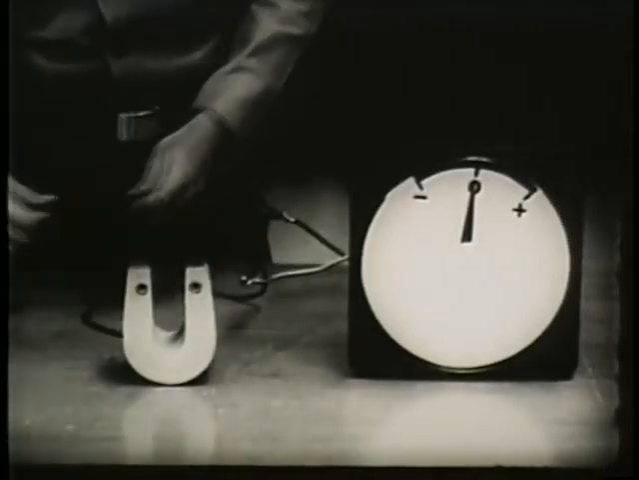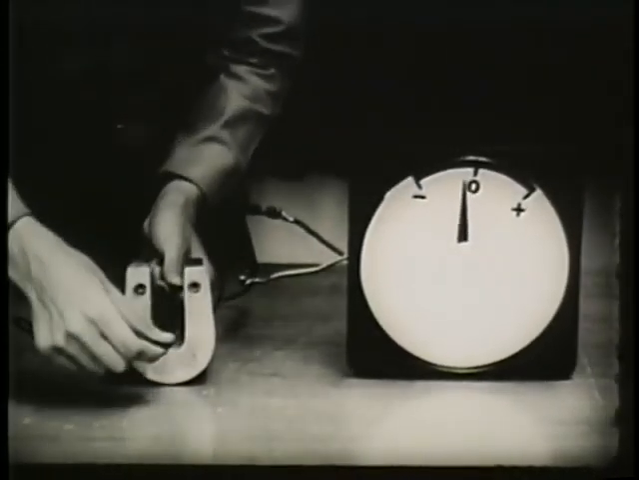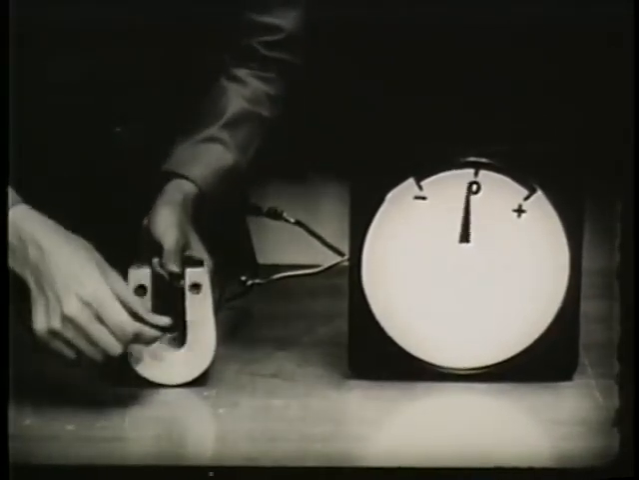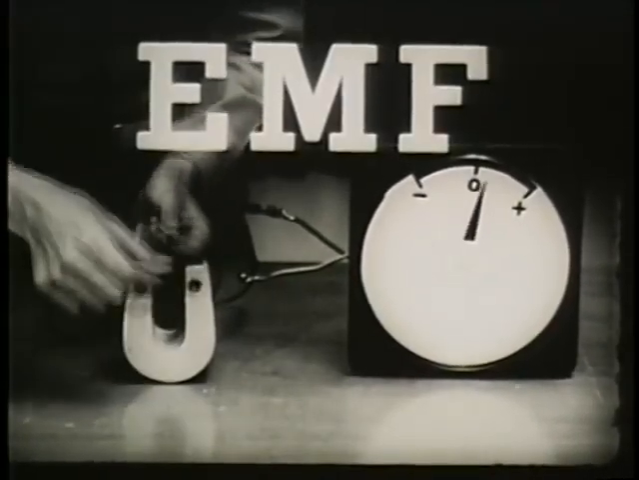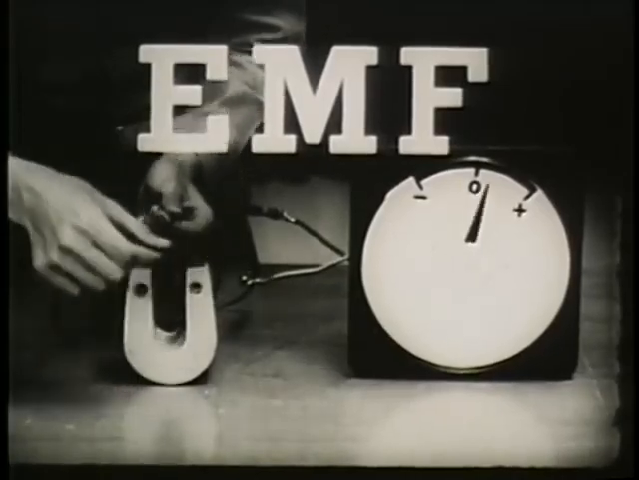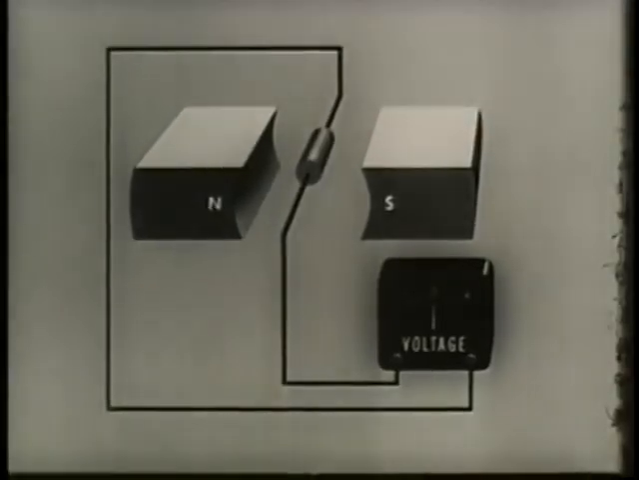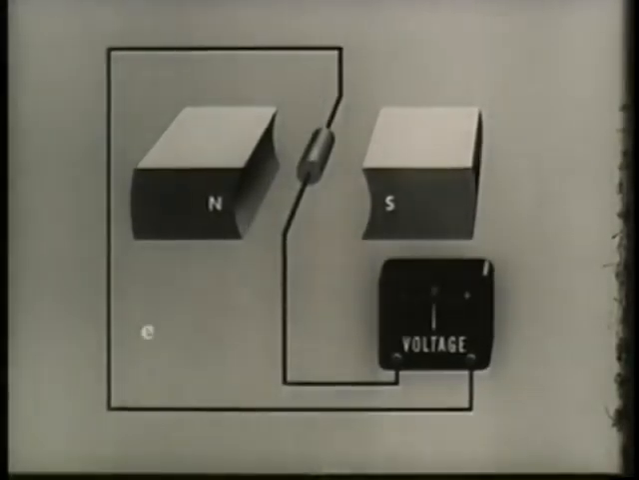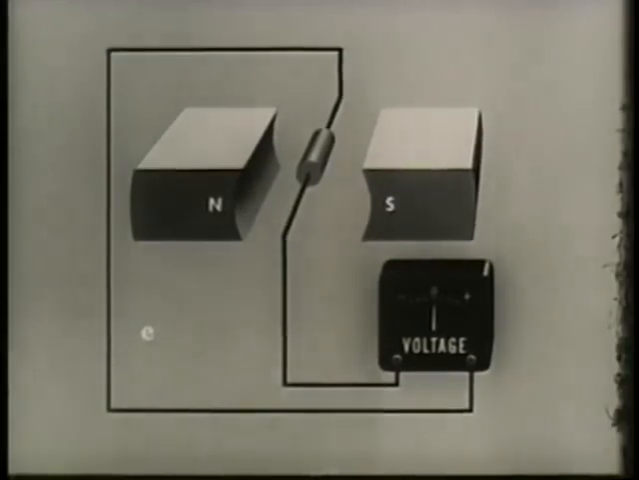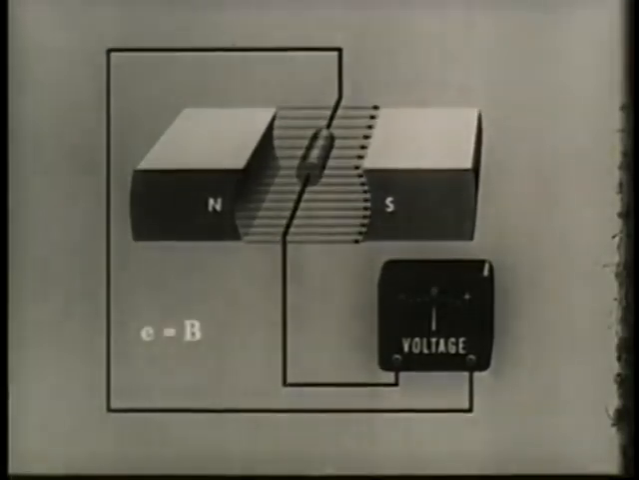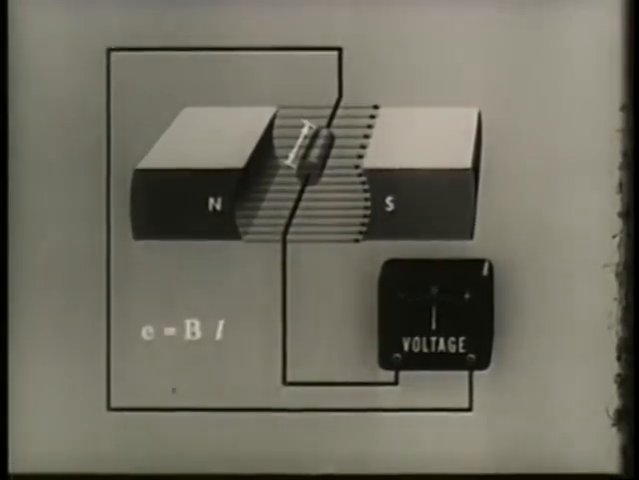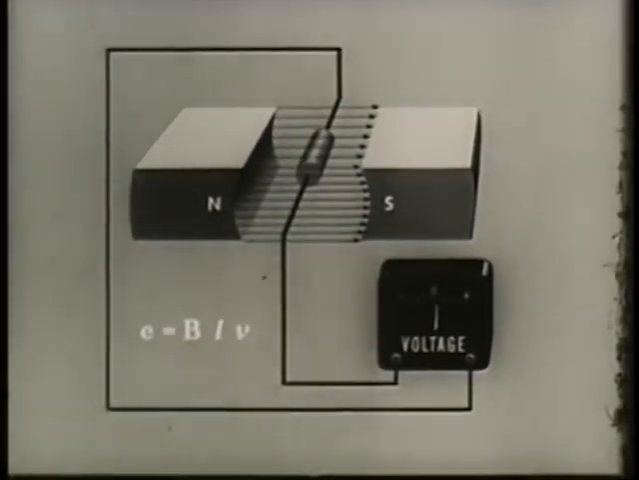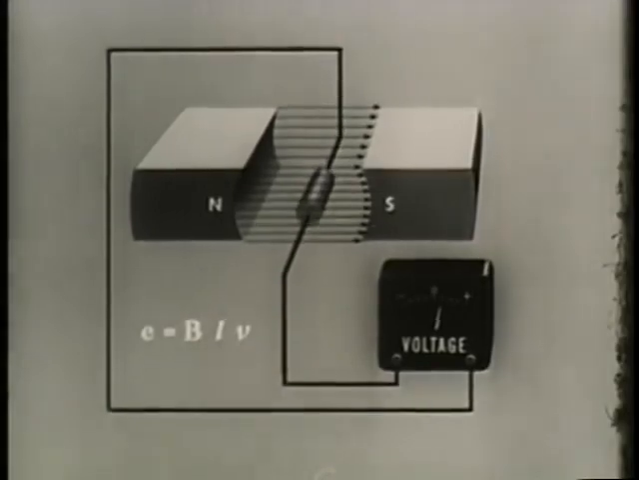Now for a quick summary. The operation of all rotating electrical machinery is based on one simple principle: the generation of an EMF. The principle is used in the construction of a simple AC generator. The generator output E, or instantaneous EMF, equals B, strength of field, times L, length of the conductor, times V, velocity of the conductor.